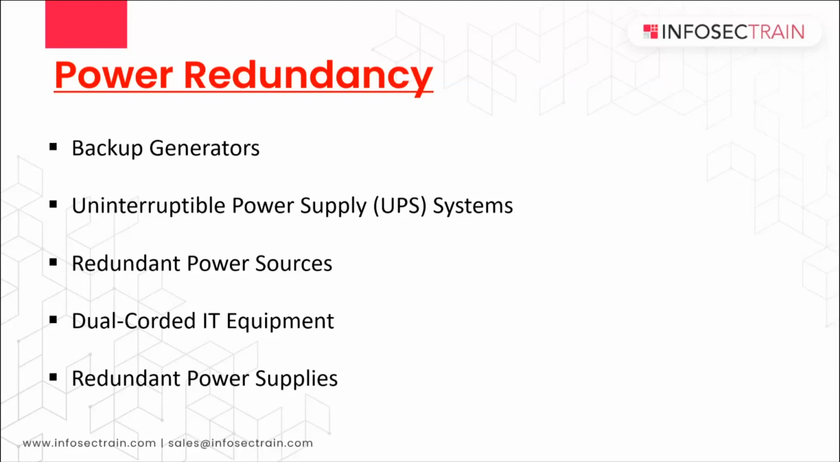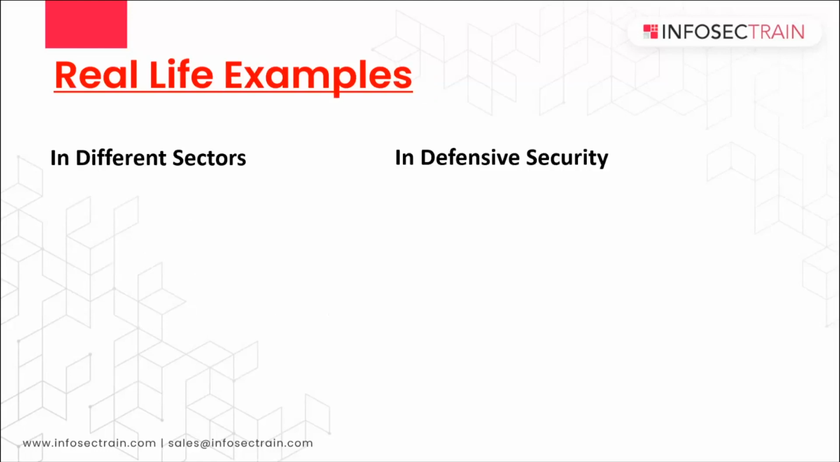So what are some real life examples? As we know, there are different sectors. Like hospitals, where there is a need for uninterrupted power supply to operate critical equipment such as ventilators and all. Then what about next, airports.